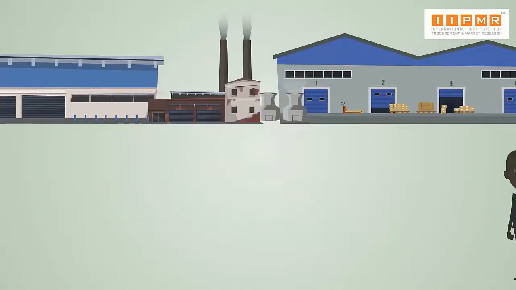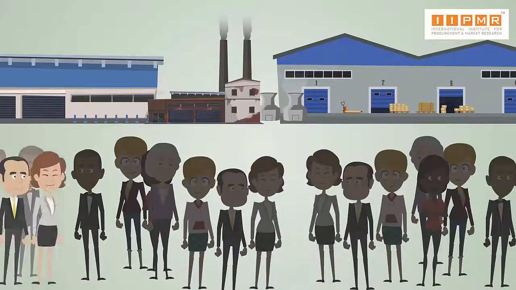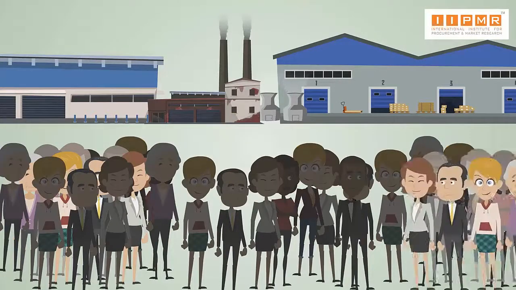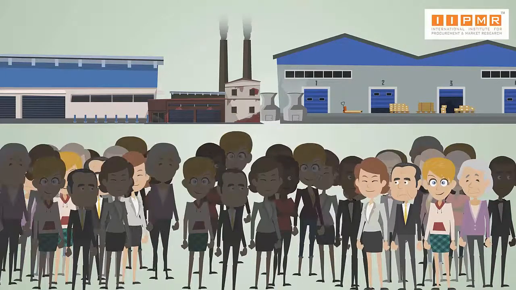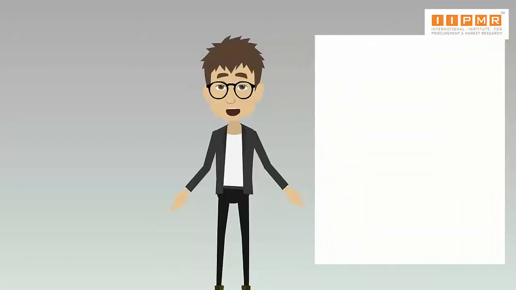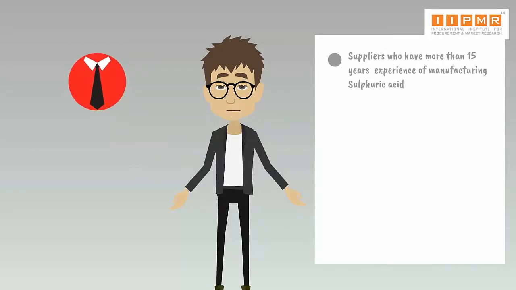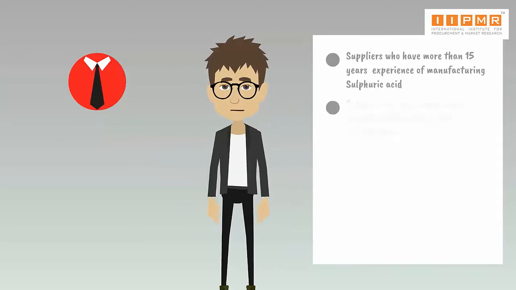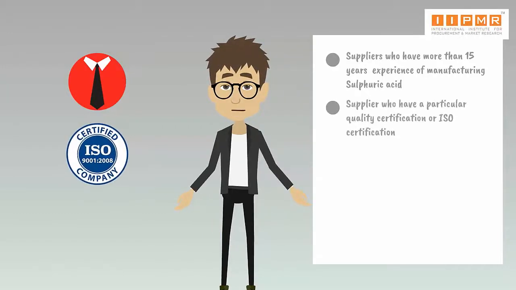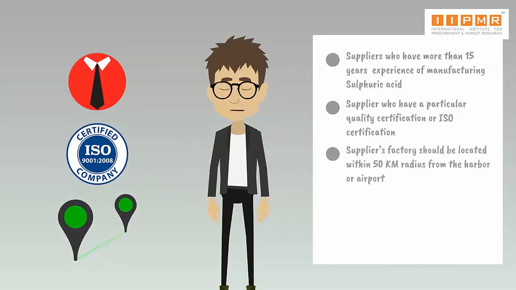Let's imagine there are a large number of sulfuric acid suppliers available. Maybe there are 2,000 suppliers in the market. How do you know who fits your requirements? Maybe your company has different selection criteria to qualify suppliers. Maybe your company is looking for suppliers who have more than 15 years of experience manufacturing sulfuric acid, suppliers who have a particular quality certification or ISO certification, and suppliers whose factories are located within a 50-kilometer radius from the harbor or airport.